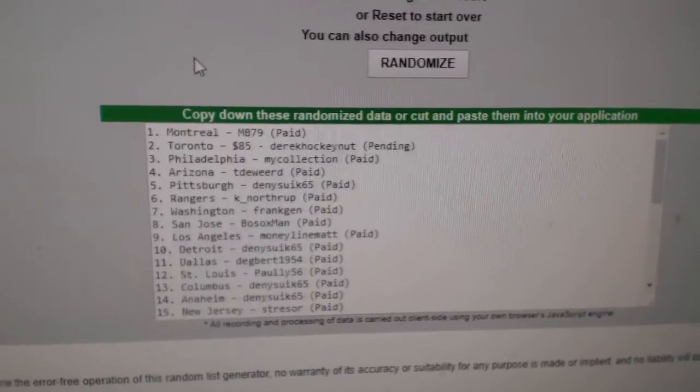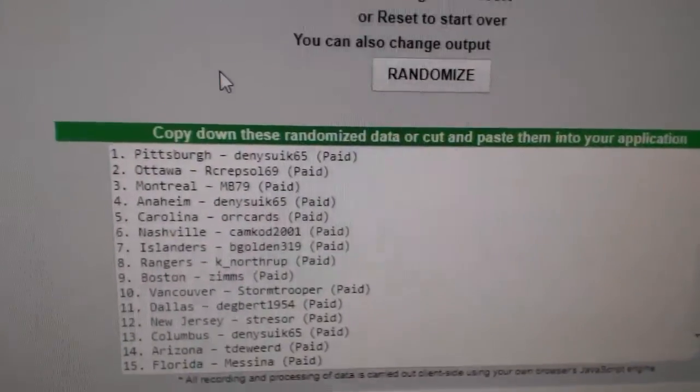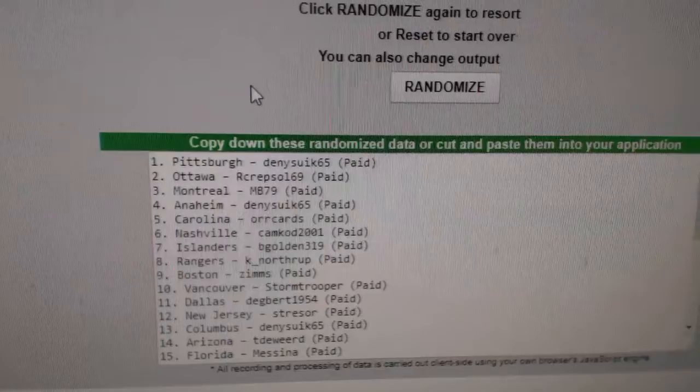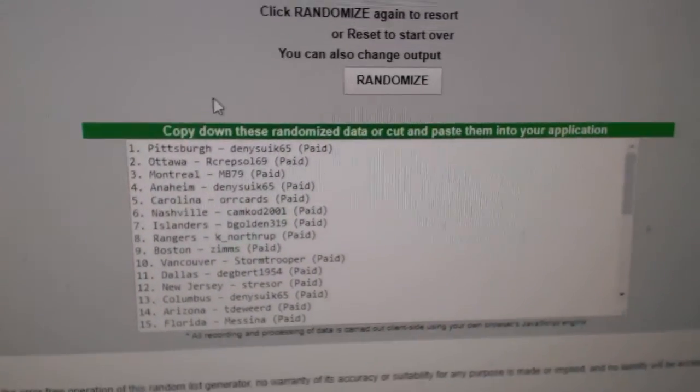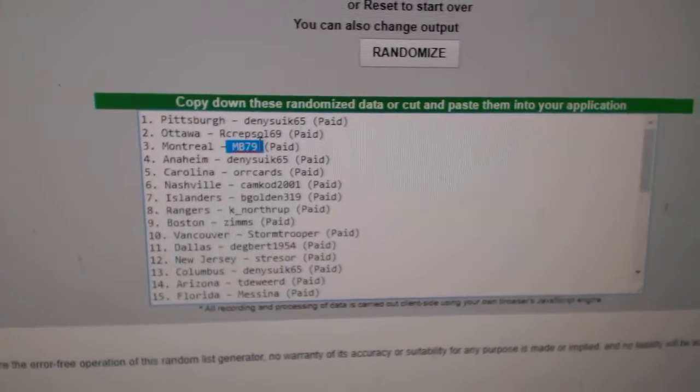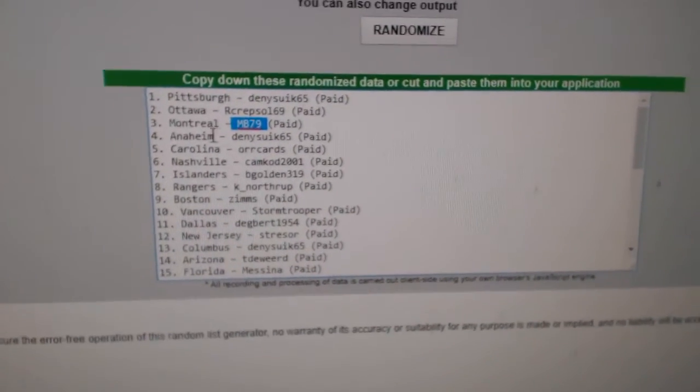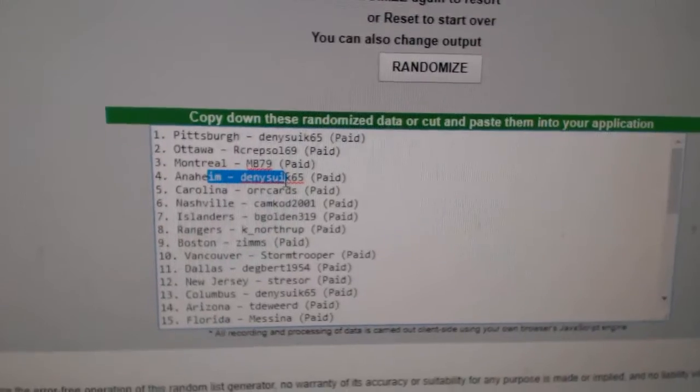One, two, three. Denny gets the autograph rookie redemption number three, the dual jersey. R. Krepso gets the autograph rookie number five. MB gets the number 14 autograph redemption. Denny gets the dual gold patch.